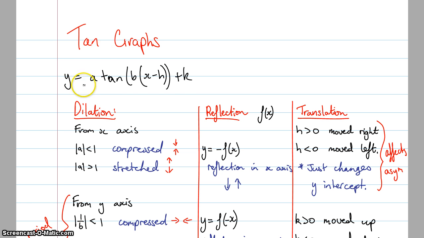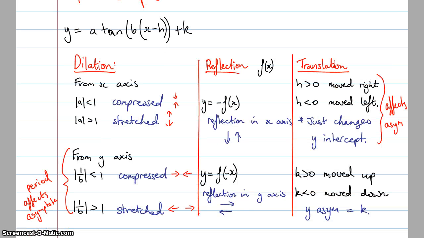So in terms of the standard form, this is what we have, the same kind of graph with A, B, H and K. Again, all of the dilations, reflections and translations are exactly the same. They all do the same kinds of things. It's just sometimes we call them different things for tan graphs. For example, the B here affects the period. So the dilation from the y-axis can also be communicated in a way that talks about the period. The dilation and the period are not the same thing, but they are related to each other.